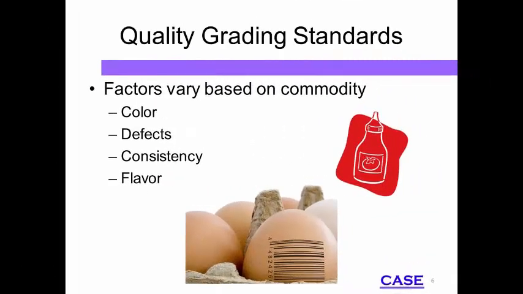Factors used in grading vary among commodities. Color standards are used to assess quality levels of fruits and vegetables. Defects, such as peels and seeds, are considered. Consistency, such as that of tomato ketchup, is a factor in some standards. Flavor is a factor for other standards.